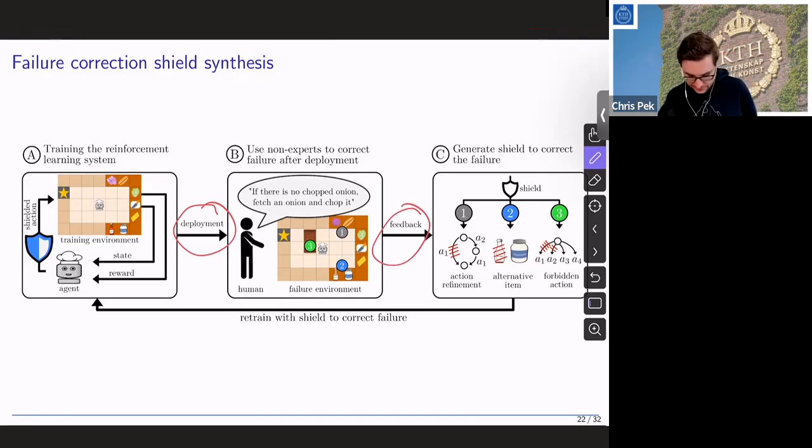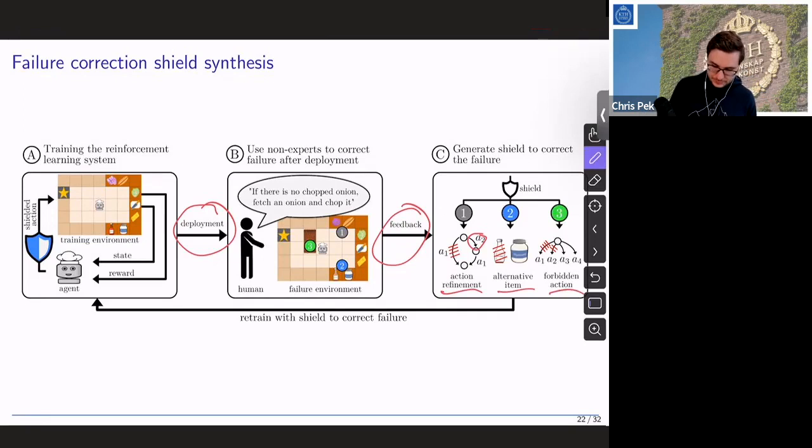That's the action refinement shield, where we say action A1 led to a failure. You need to do another action A2 before executing A1. Where there are certain items missing or certain parameters of the action fail because you want to grab that drawer, but the drawer is locked and you need to open another drawer. Or certain actions are forbidden, that's the 3rd one. And you need to cancel out certain actions that lead to undesired outcomes.